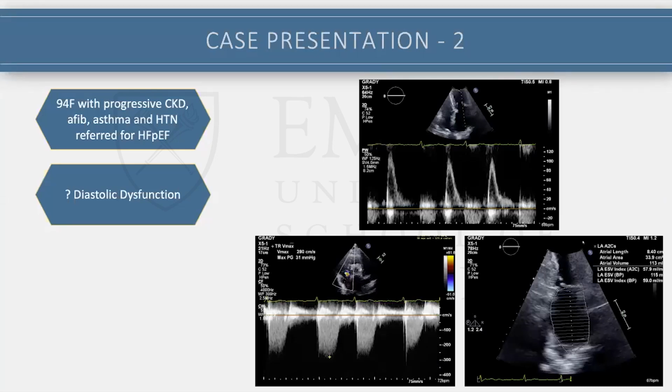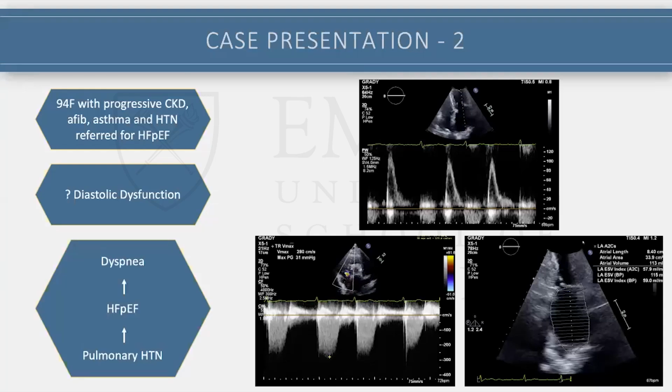I was wondering where the diagnosis of heart failure with preserved EF came from, where that originated. So I just looked back at notes. What I could find is that people had written she has dyspnea, that her dyspnea was from heart failure with preserved EF, and then that heart failure with preserved EF was from pulmonary hypertension. So all in all, it left me scratching my head a little bit.